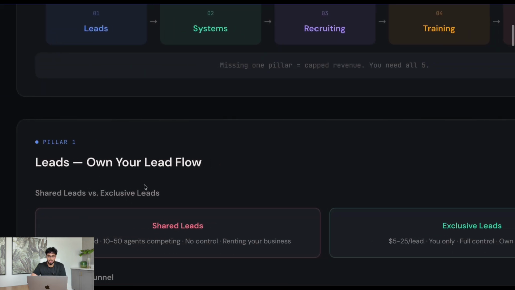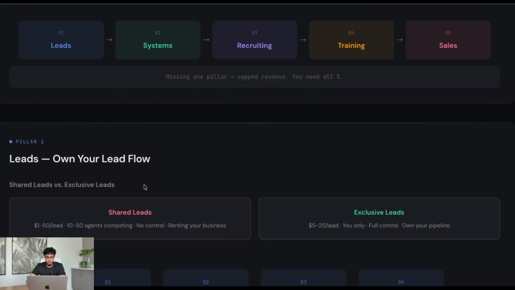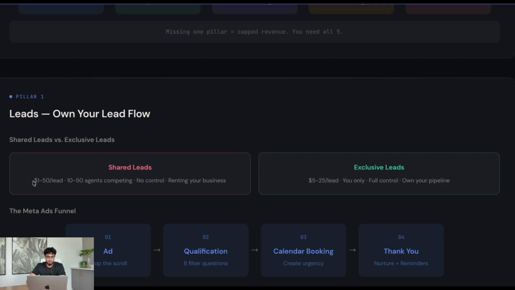Right now, you're probably buying leads or buying exclusive or shared leads, whatever the case may be. But the shared leads, it's $1 to $50 a lead. You're competing with 10 to 50 other agents, and you have no control over your business. You're just renting data. You have no idea where the leads are coming from. You have no idea what the leads are seeing. You don't know how old the leads are. You don't know who else has access to these leads, and you don't even know anything about the leads. For all you know, they could just be selling you random people's data that they collected over the internet.